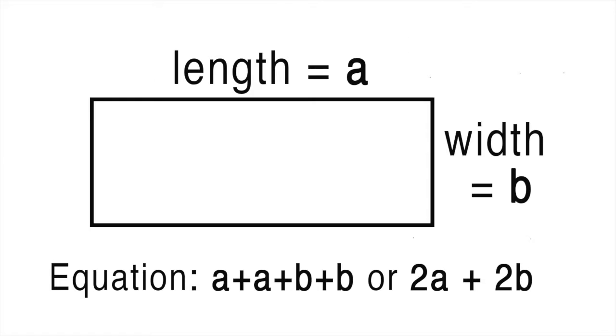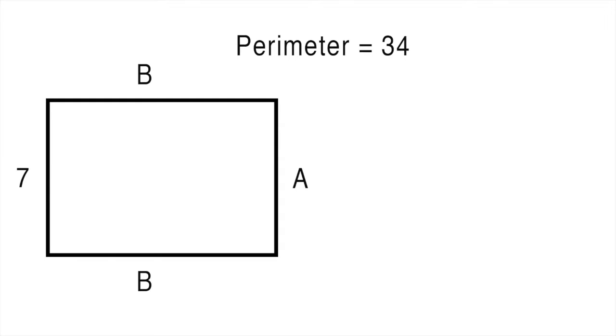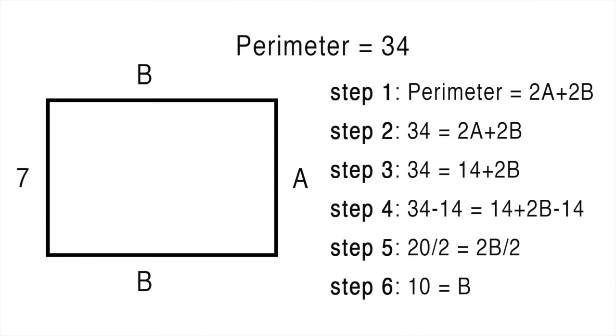First, say we are given this picture. In this picture, we're given two things, the perimeter and a side. So let's set up our equation. Perimeter is equal to 2A plus 2B, right? So let's put in our known quantities. 34 is our perimeter, and that is equal to 2 times A, or in this case, 7, plus 2B. We can simplify this a little bit more. 34 is equal to 14 plus 2B.